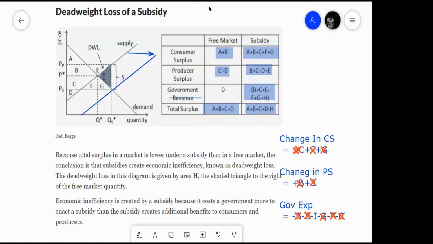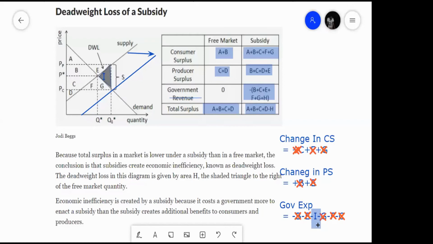But this part, this I that the government is spending, no one is getting it. So the cost to the government is more. The cost to the government is much higher than the benefit received by the consumer and the producer. The benefit received by the consumer is only C, F, and G. The benefit received by the producer is only B and E. But the cost to the government is B, E, C, F, G, and I. So the I part is where the government is spending, but no one is getting it.